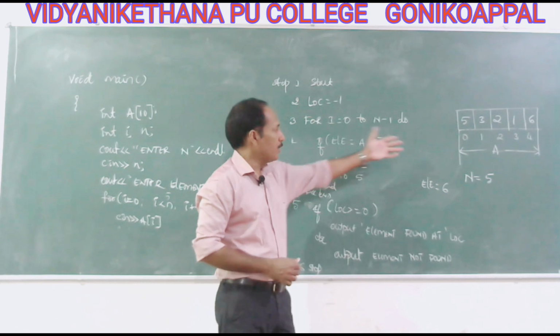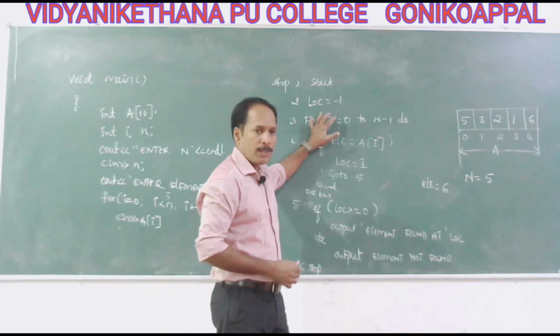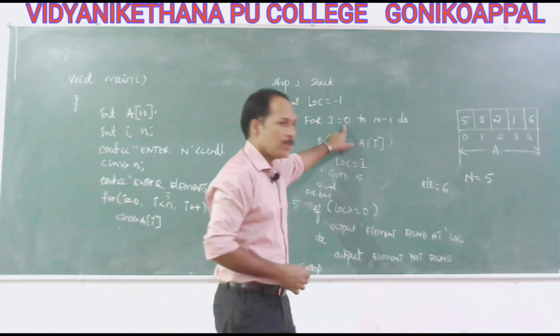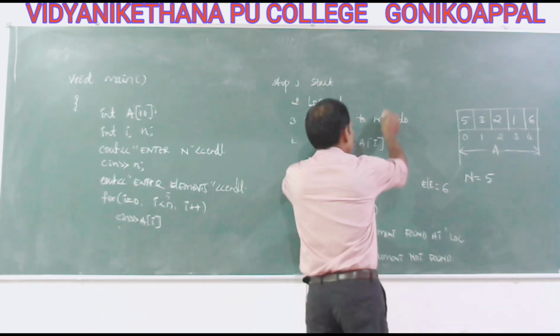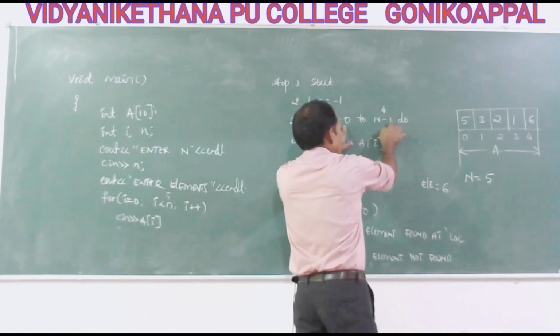Let us go with this example. Same thing, location is -1 and we'll take I as 0. What does n mean? 5 here. So 5 minus 1 is 4.